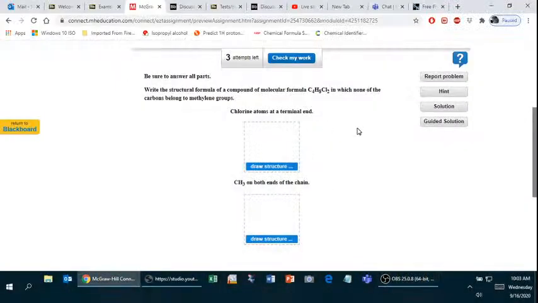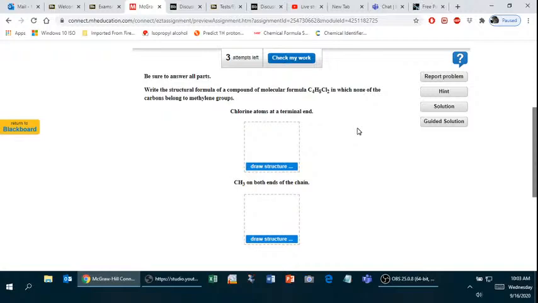So I was asking for two different structures. One where we don't have any methylene groups, these are CH2 groups. So I'm just going to write that on the board behind me as a note to myself. And we've got one where we've got chlorine groups at the end. And we've got CH3 groups at the end.